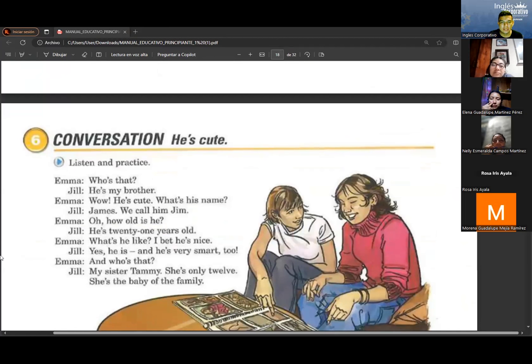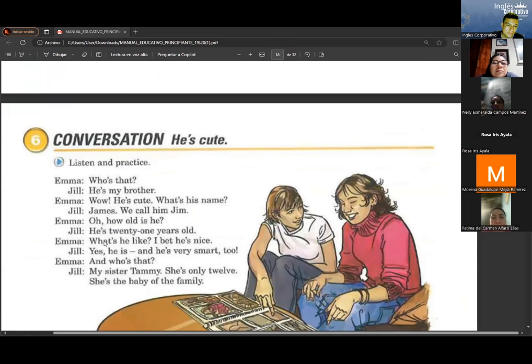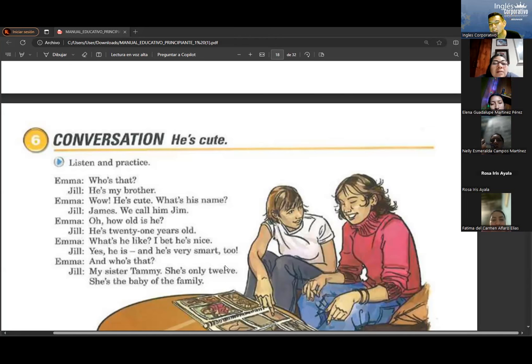Okay, tenemos esta conversación y dice, who's that? He's my brother. Whoa, cute. What's his name, James? We call him Jim. Oh, how old is he? He's 21 years old. What's he like? I bet he's nice. Yes, he is. And he's very smart too. Who's that? My sister Tammy. She's only twelve. She's the baby of the family.